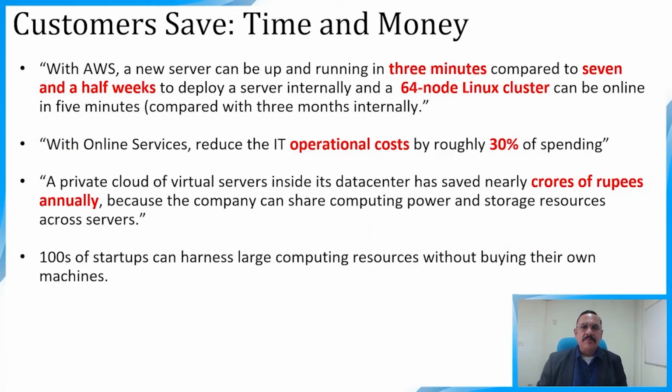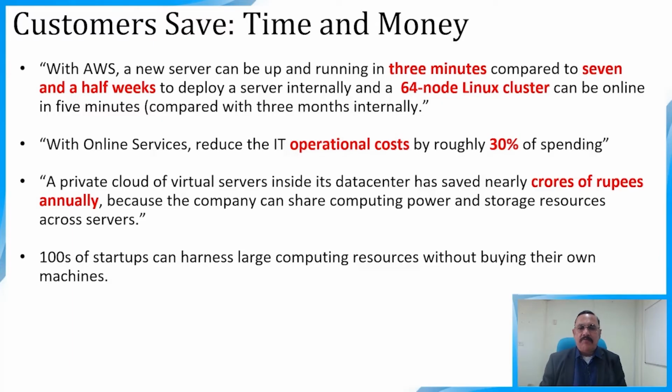With cloud computing, customers often save time and money both. For example, with AWS, a new server can be up and running within 3 minutes, compared to even 7.5 weeks to purchase and deploy a server internally in the form of a 64 node Linux cluster, which can be running online in 5 minutes internally. With the online services, this will reduce the IT operational cost by roughly 30% of spending.